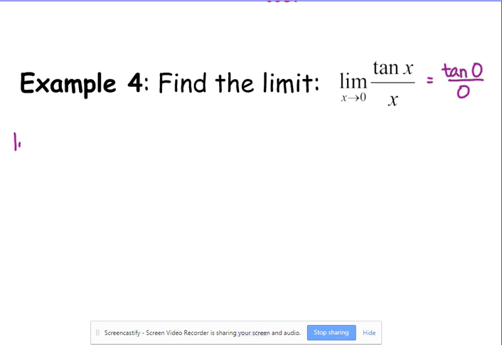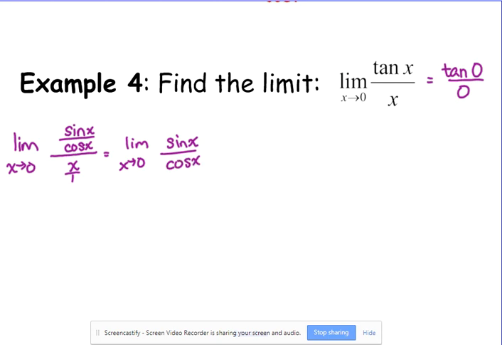So let's turn tangent into terms of sine and cosine. If you don't remember this, you need to review that trig. Tangent is equal to sine of x over the cosine of x. Now we have a fraction within a fraction. I don't like that. So I'm going to put the x on the bottom over 1 so that I have a fraction over a fraction. And if I divide fractions, I keep the top one the same, and we flip the bottom one over, and it turns into multiplication.